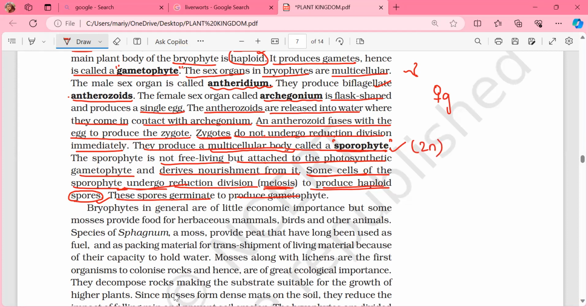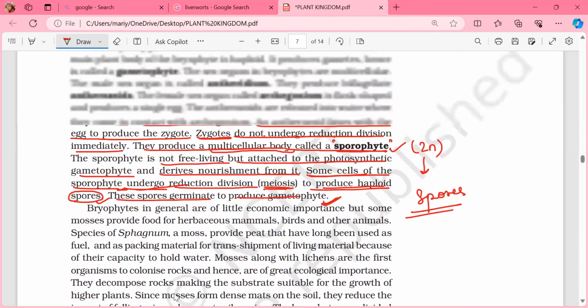Some cells of this sporophyte would undergo meiosis now to form spores. Now, when these spores germinate, a new gametophyte will be formed. Then the whole cycle will repeat again. Got it? Clear? All right. Any doubts up till now?